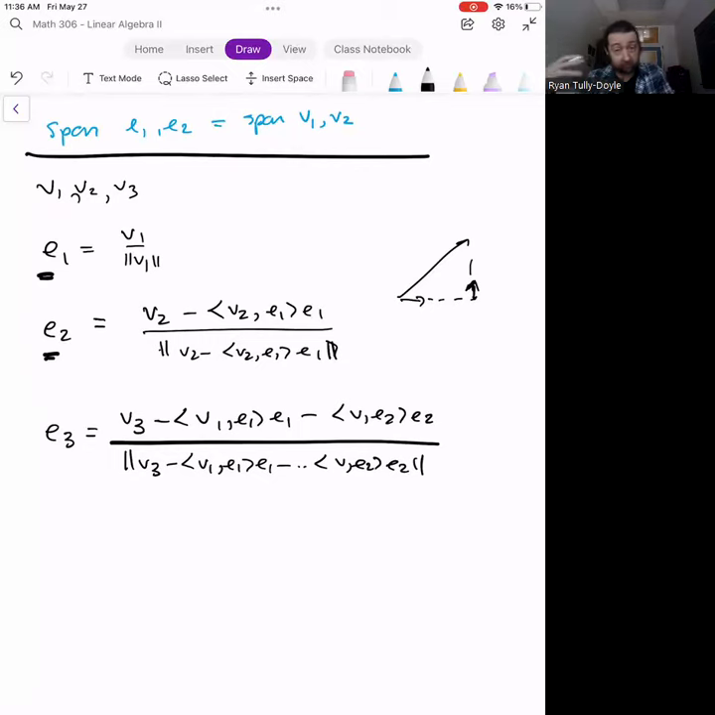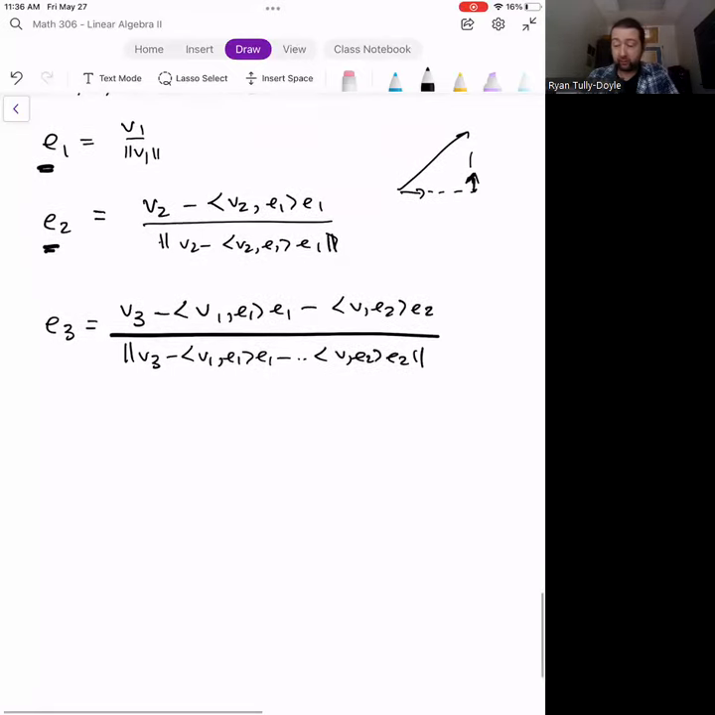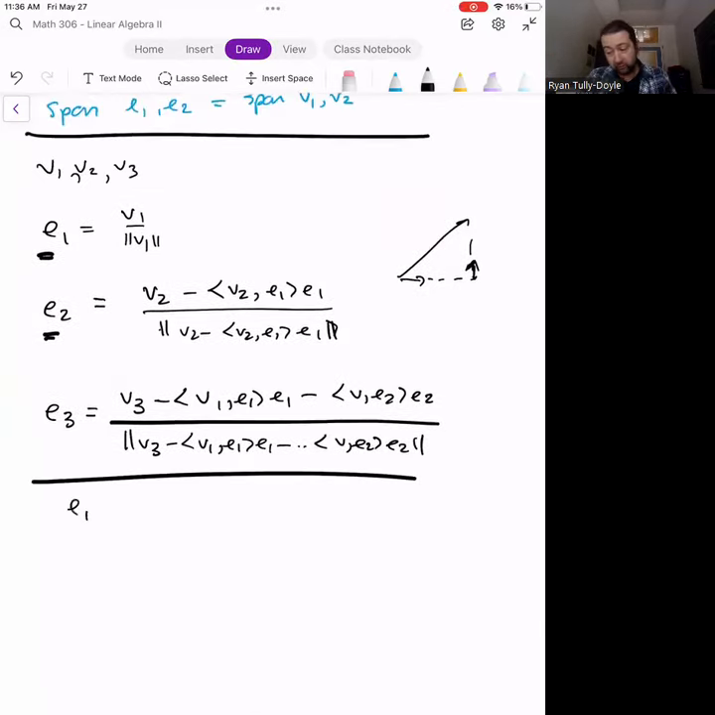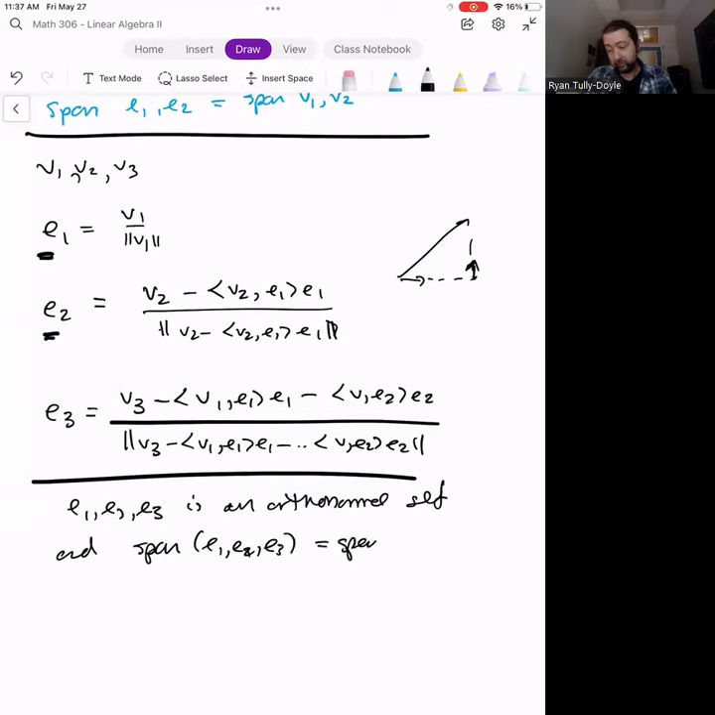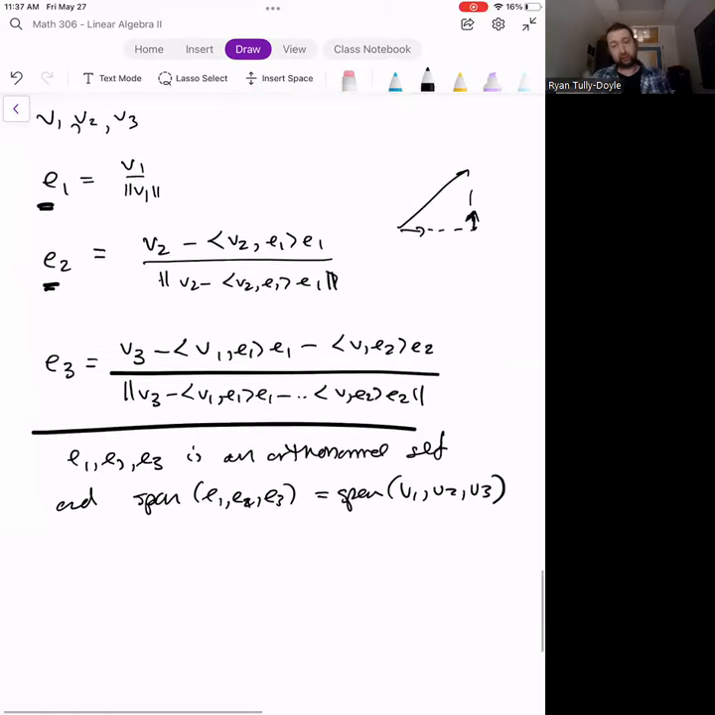It's part of the orthogonal decomposition theorem. And so the general theorem says that you can do this for any number of vectors, and that the result that comes out here, I mean, the point is E1, E2, and E3 is an orthonormal set. And the span of E1, E2, and E3 is equal to the span of V1, V2, and V3. The process of taking a basis and orthogonalizing is called the Gram-Schmidt process.